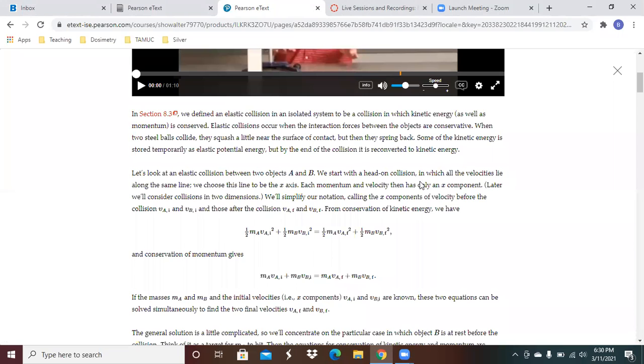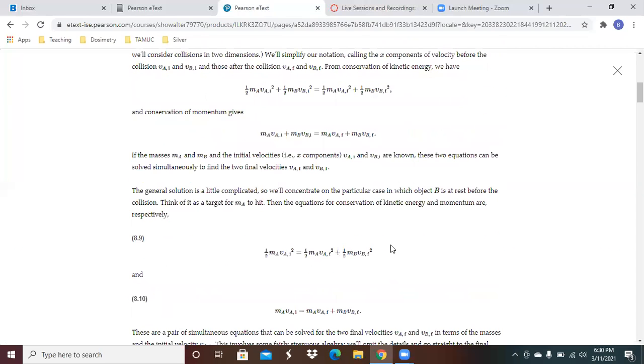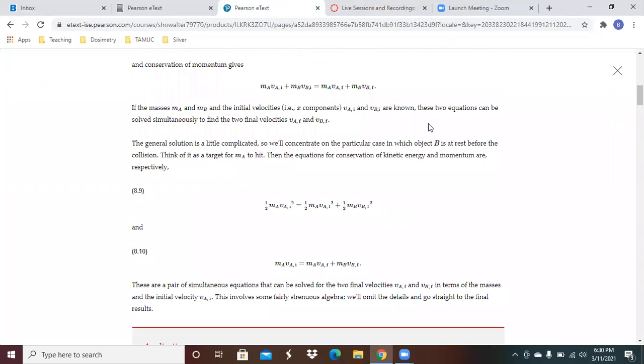Okay, so we've got all of our definitions here. If we're looking at elastic collisions, ones in which conservation of kinetic energy is applicable, then we can apply this particular form: the kinetic energy at the beginning is equal to the kinetic energy at the end. And we can also apply the conservation of momentum in this case. If the masses and the initial velocities are known, then these two equations can be solved simultaneously to find the velocities of objects A and B after the collision.